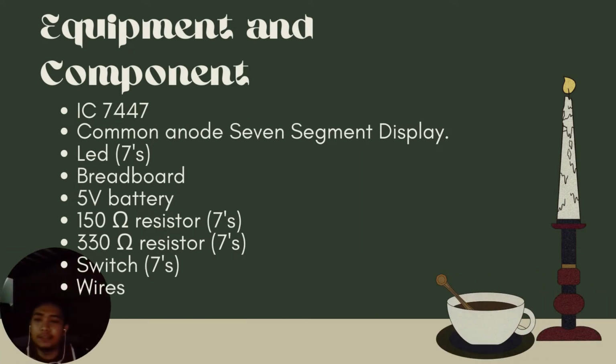So these are the components that we use in this simulation. The first one is the IC 7447, common anode 7-segment display, 7 LEDs, breadboard, 5-volt battery, 750 ohms resistor, and 7 330 ohm resistors, 7 switches, and also wires.